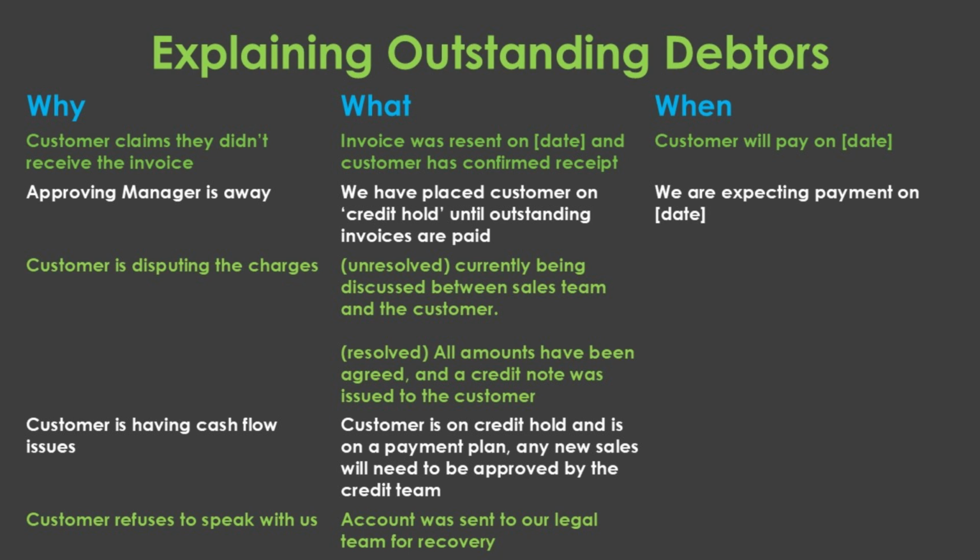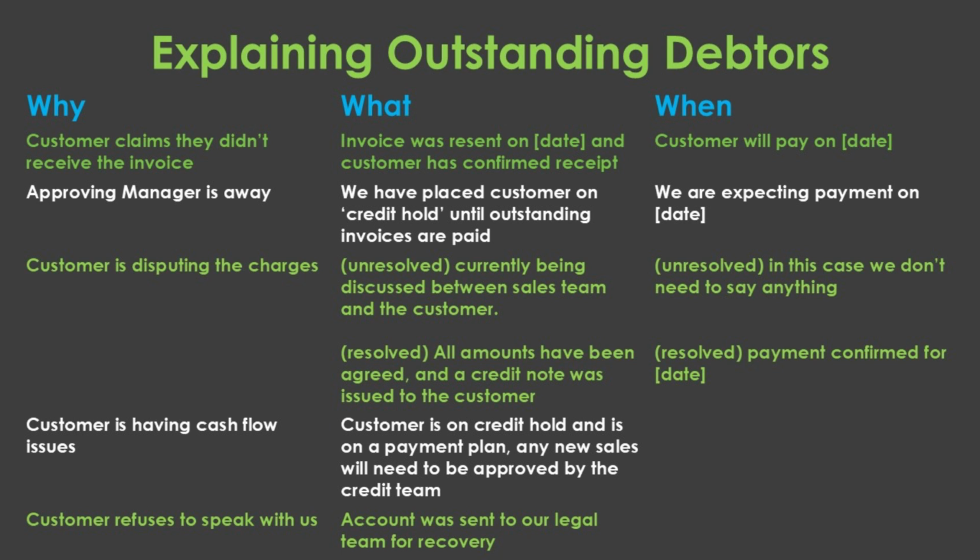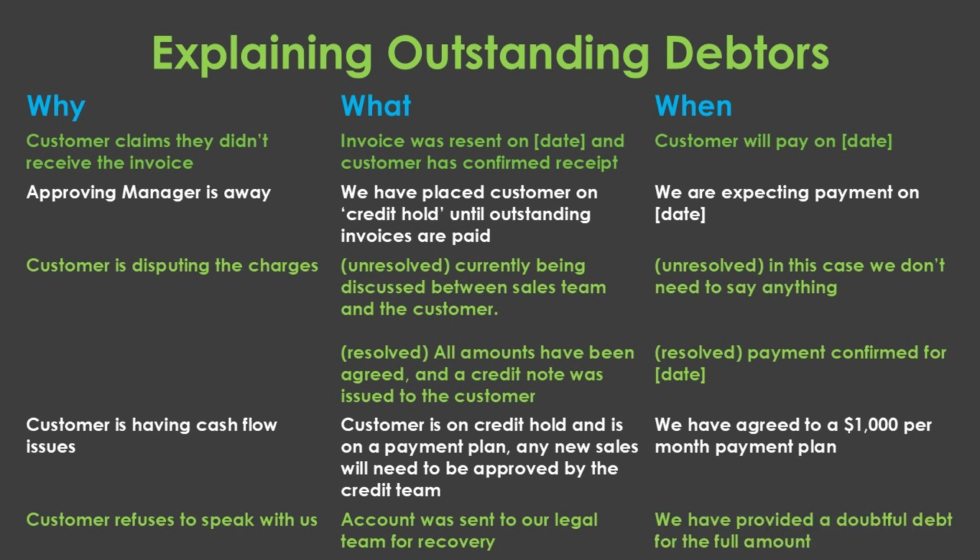If it's unresolved, in this case, we won't need to say anything. If it's resolved, you could say that the payment is confirmed for whatever the date is. And if they're on a payment plan, you could mention the amount that they'll pay per month. So in this case, we could say, we have agreed to a $1,000 per month payment plan. And then the last one, we have provided a doubtful debt for the full amount.